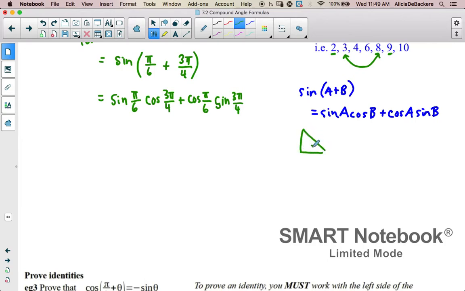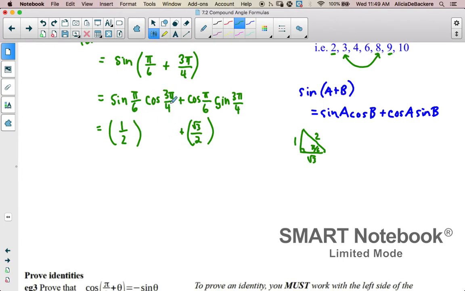For pi by 6, I know that the opposite side is 1, the hypotenuse is 2, and the adjacent is root 3. And I'm going to use this triangle to help me figure out what is sine of pi by 6 and what is cos of pi by 6. So I'm just putting all my answers in brackets so I don't forget to do some multiplication. So sine of pi by 6 is going to be the opposite over the hypotenuse, so 1/2. And cos of pi by 6 is the adjacent over the hypotenuse, so root 3 over 2. So there I've got my first two ratios filled in.